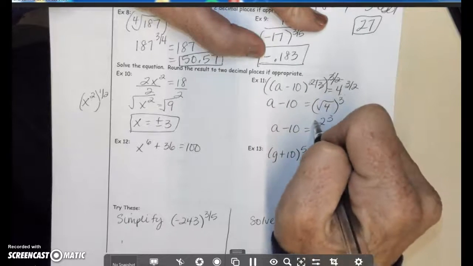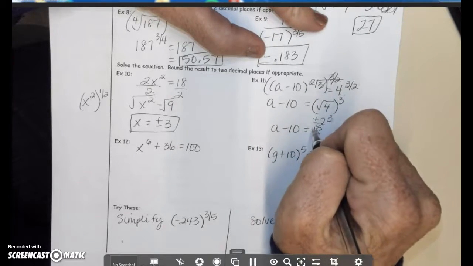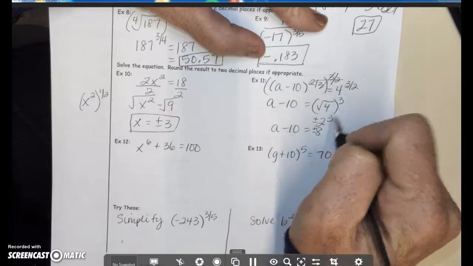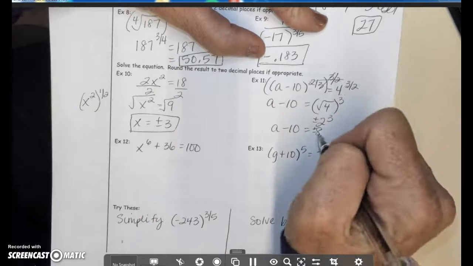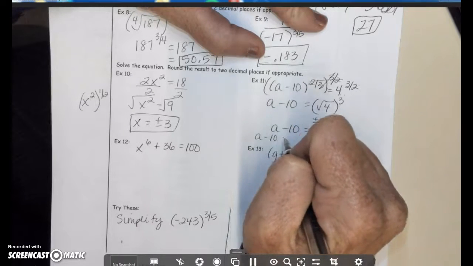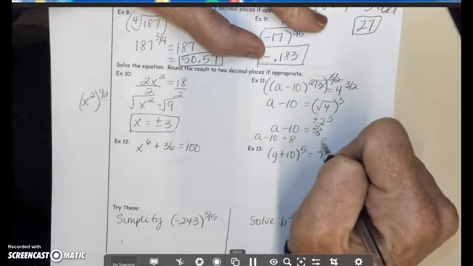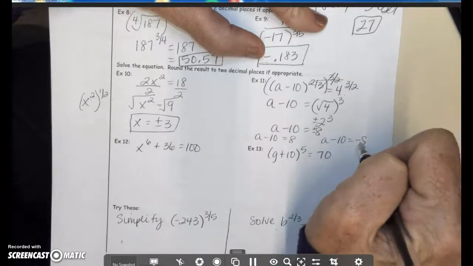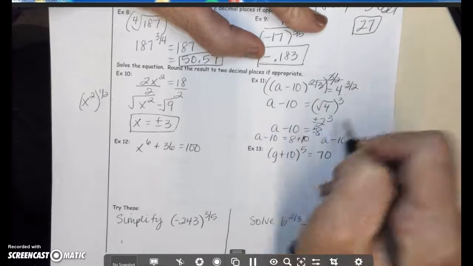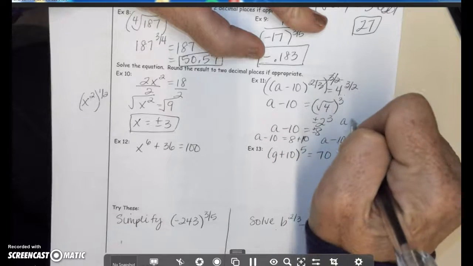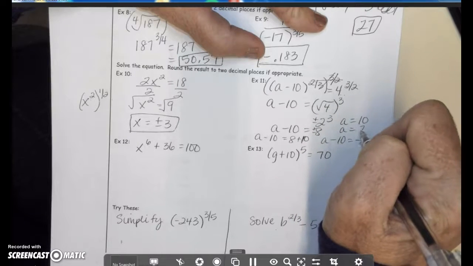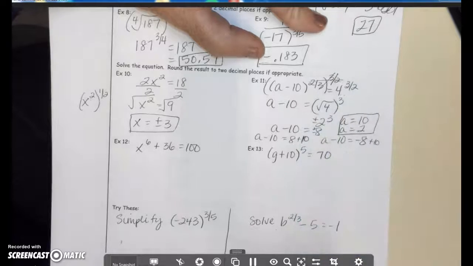And remember that I have plus or minus 2. So I would have plus or minus 8, because negative 2 cubed is negative 8, positive 2 cubed is positive 8. So I need to solve twice. I have a minus 10 equals 8, and a minus 10 equals negative 8. And I add 10, add 10. So my answers would be a equals 10 and a equals 2. You will have two answers for that.